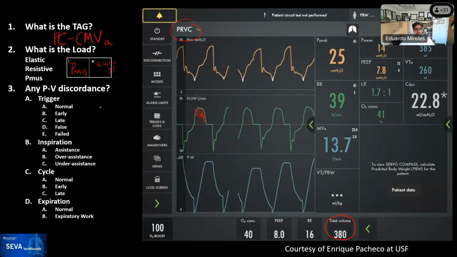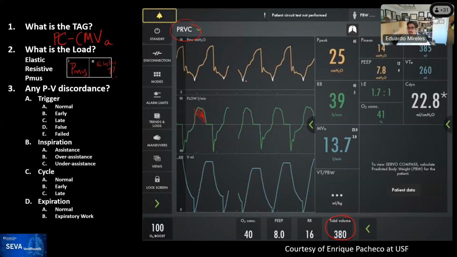All right, so what's the PV discordance on this one? So let's start with the trigger. Normal, early, late, false, or failed. Circuit test was not done, it says here. So no. Okay, so what's the trigger here? Okay, normal. Good. So I'm seeing normal in several, and it's a pressure trigger.